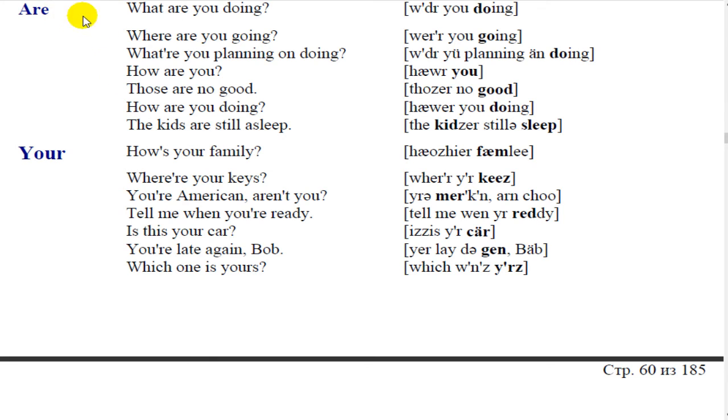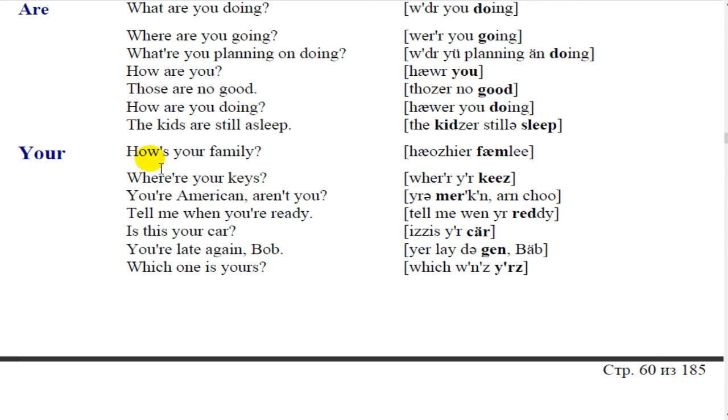R. What are you doing? Where are you going? What are you planning on doing? How are you? Those are no good. How are you doing? The kids are still asleep.